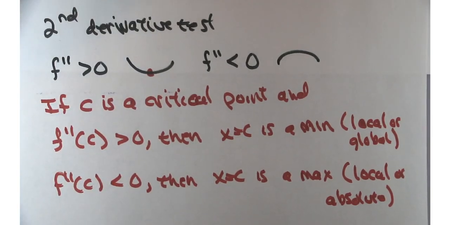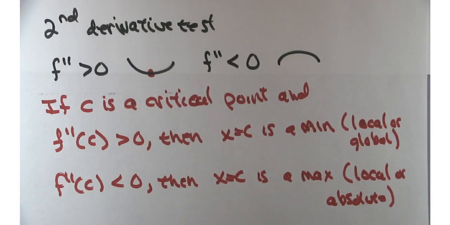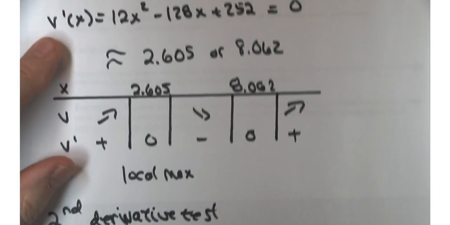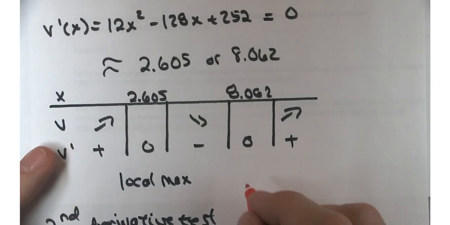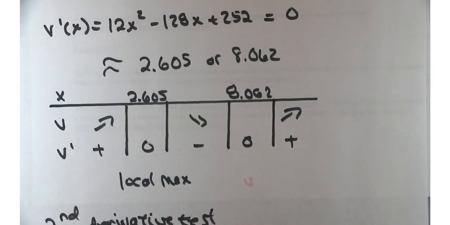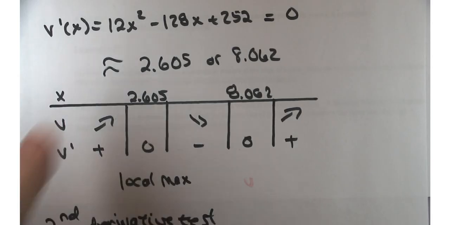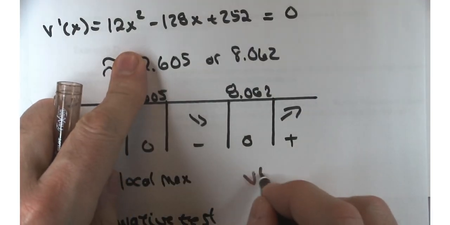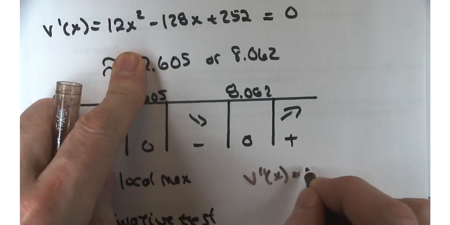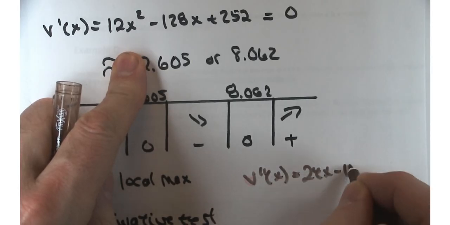So to apply that one here, let's take a look at the second derivative. What's v double prime going to equal for us? Someone make me look good. What's v double prime here? 24x minus 128.